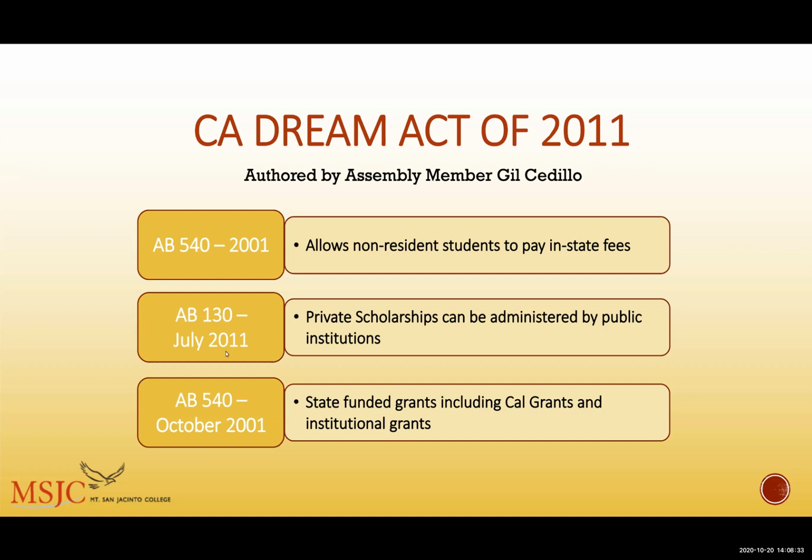We also have the AB 130, which was enacted in 2011, and that one basically allows scholarships to be available for students, where we can actually award undocumented students some scholarships that may be out there for them. And then we have the AB 540 says the same thing, which is the second part, which basically allows state-funded grants for undocumented students, which include our main grant, which is the Cal Grant.